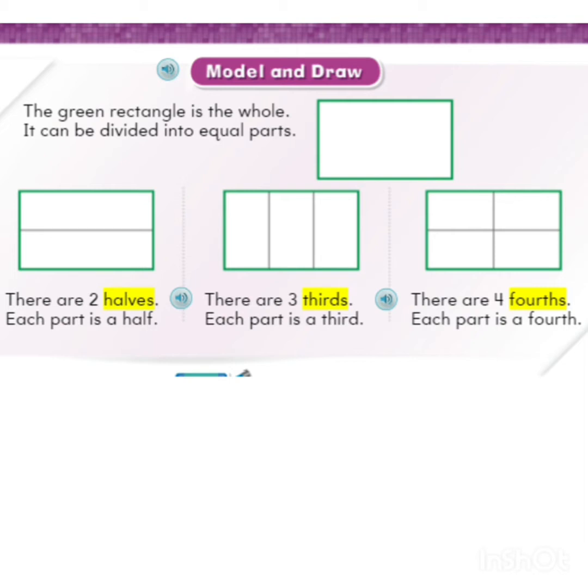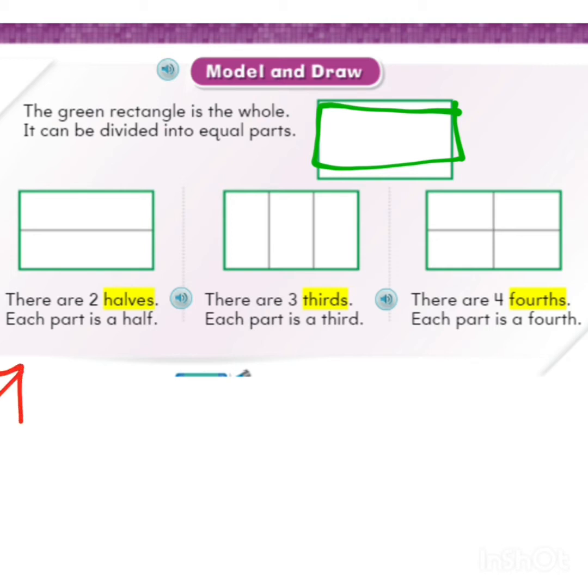Look at the green rectangle. This. It's not divided yet, so it's a whole. Again, we say it's a whole. It can be divided into equal parts.